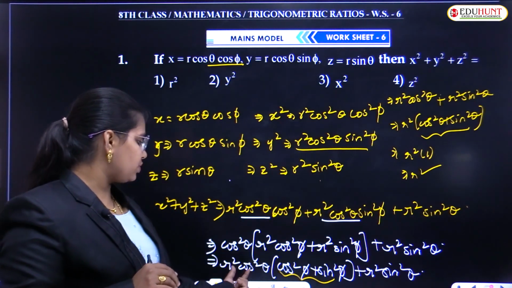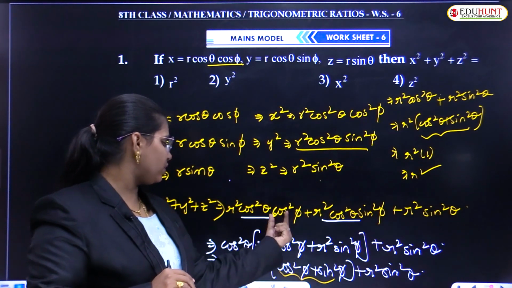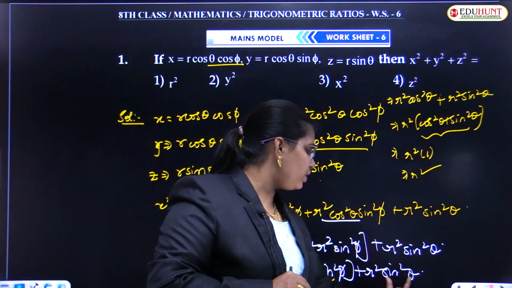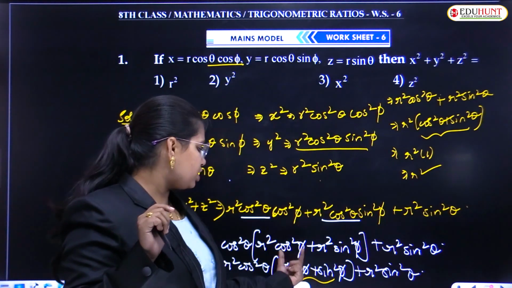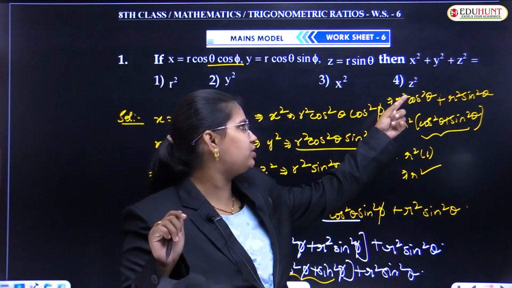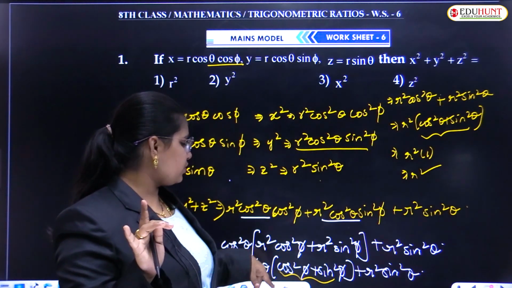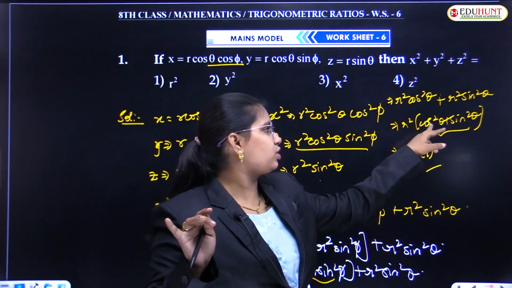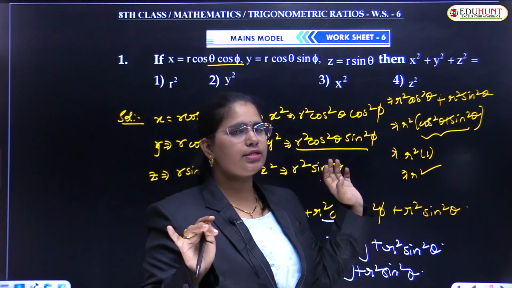I have taken r square cos square theta in the first two terms. I will be left over with cos square phi plus sin square phi in the bracket, and r square sin square theta I kept like that. So the identity I have used here: cos square phi plus sin square phi value is equal to 1. So you will be left over with r square cos square theta. Take r square as common, you will be left over with cos square theta plus sin square theta. Value is again equal to 1, hence it is r square.